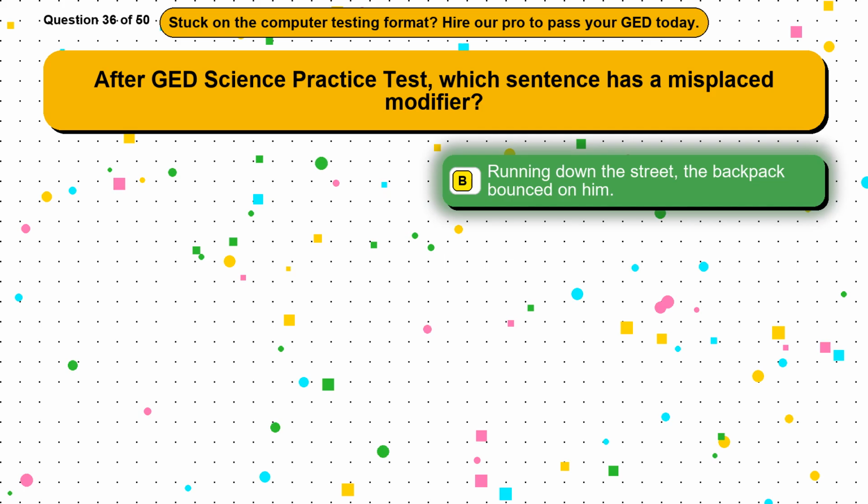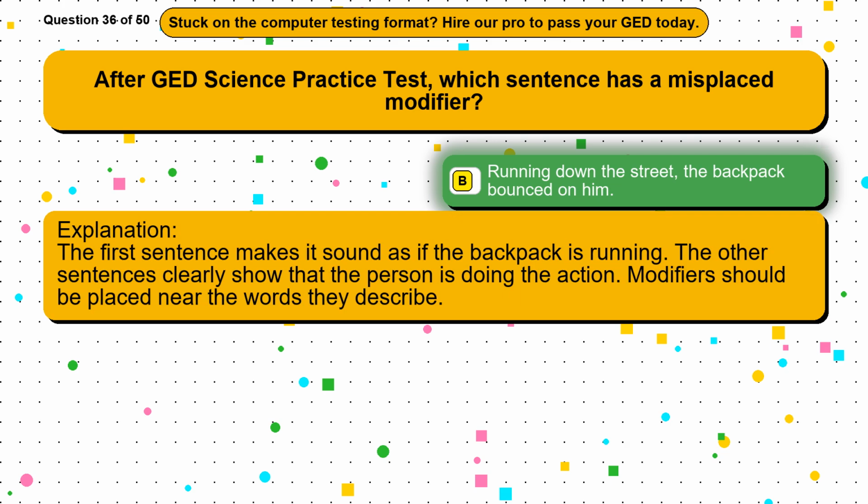The correct answer is option B. Running down the street, the backpack bounced on him. The first sentence makes it sound as if the backpack is running. The other sentences clearly show that the person is doing the action. Modifiers should be placed near the words they describe.